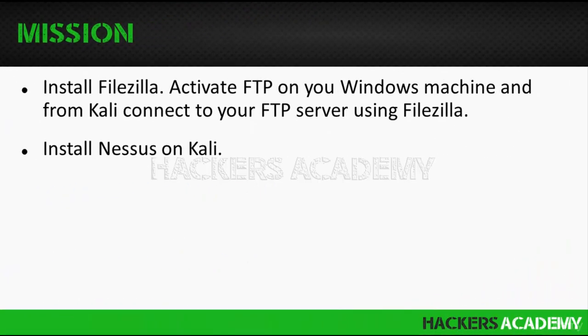So here's your mission for this section. On your Kali machine, install FileZilla. On your Windows machine, activate FTP. If you don't know how to do that, we explained that in our Hacking for Beginners course. Go back and review that section on Hacking for Beginners, and using the instructions on those videos, activate FTP on your Windows machine. Then, from Kali, open FileZilla and connect to your FTP server on Windows. Try to upload and download some files. Then on your Kali machine, download and install Nessus. Once you're done, we can move on to the next section.